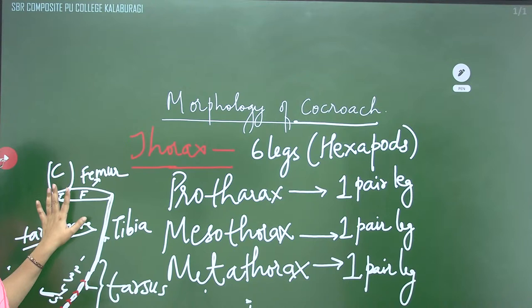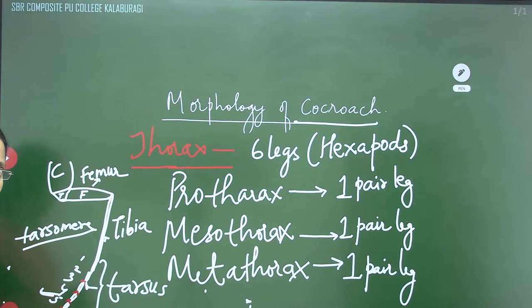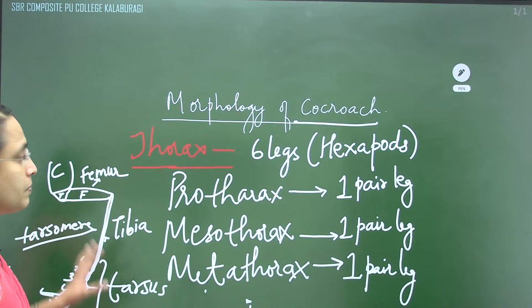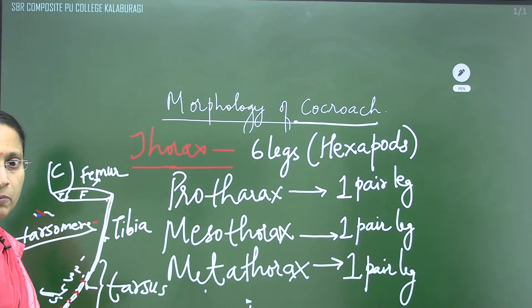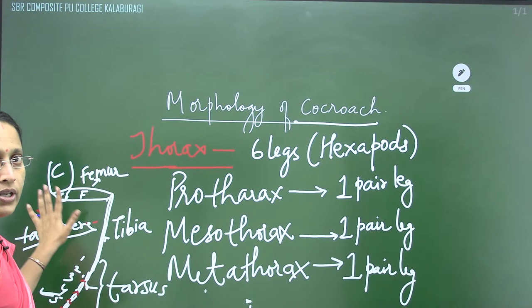And that grip comes due to the arolium or pulvillus, or here these structures are called plantula. Okay, so this was about the leg of the cockroach. It's the jointed leg, we say, because joints are there. This is one joint, this is the second joint. So many joints are there. That means it's not made up of a single segment. It is a multiple segmented part of the body, so that is called the jointed appendage.